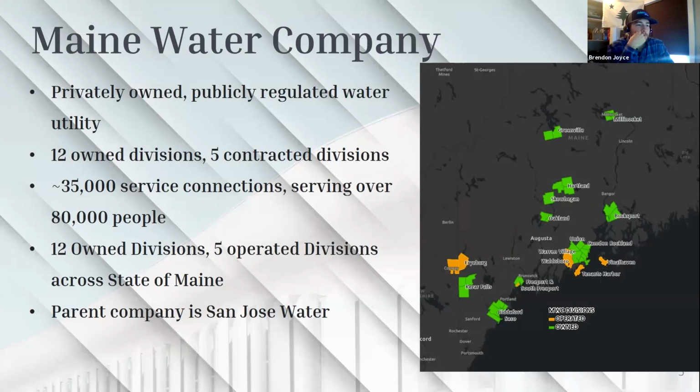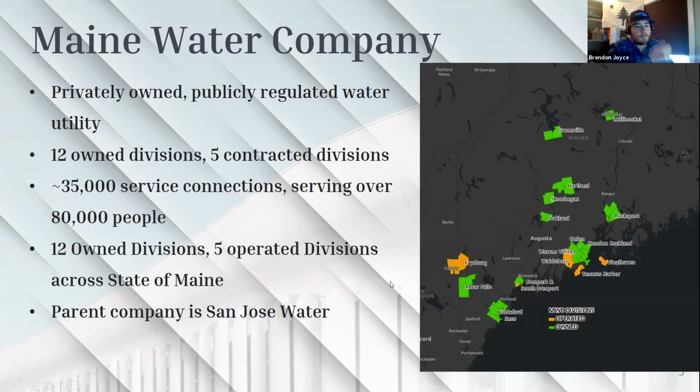So just a little bit about Maine Water Company. We're a privately owned but publicly regulated water utility. We own 12 divisions across the state of Maine, and then we actually contract operate a few more. So we have a spread from the southern Biddeford-Saco region all the way up to the Millinocket region, which is probably a 3.5 hour drive. So geography is definitely a challenge for us.